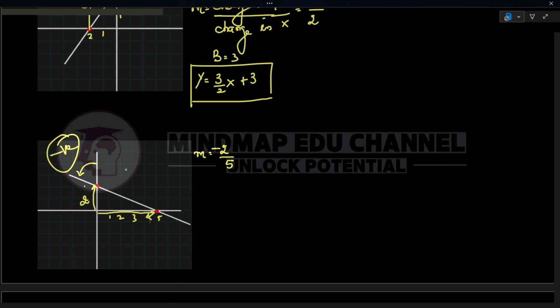Now, what's the value of b? The graph intersects the y-axis at 2. So b is 2, the y-intercept is 2 here. Now, substitute it in the equation. We'll get y equals minus 2 over 5 x plus 2. So this is the equation of this graph.